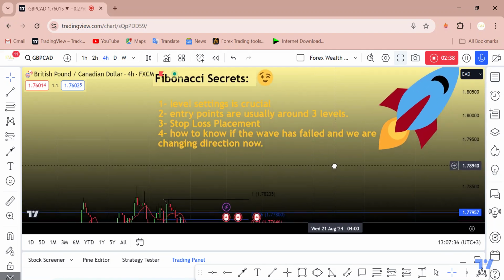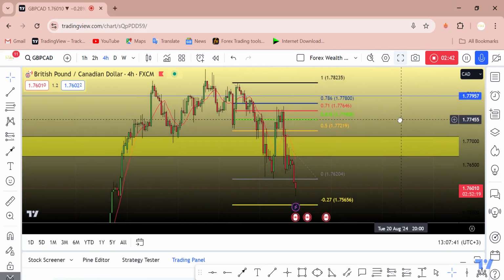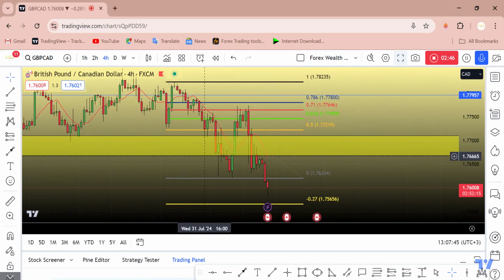The second thing about it is the entry points. So I will show you guys. This is the GBP CAD pair. We are standing at this wave. We have this really decent wave. This is my top, this is my bottom, and my entry points, I told you guys, I said it before in my previous idea. If you have been following me, I use the 61, 71, and 78 fib levels. Those three levels are my main entry.